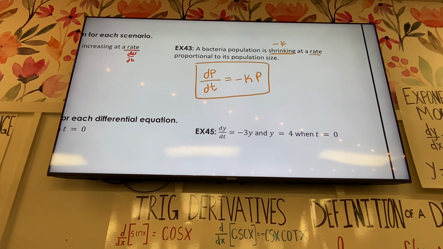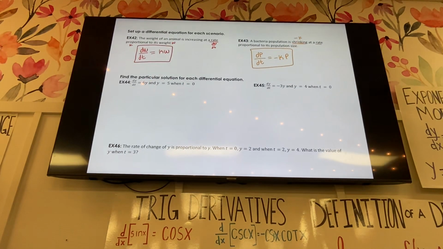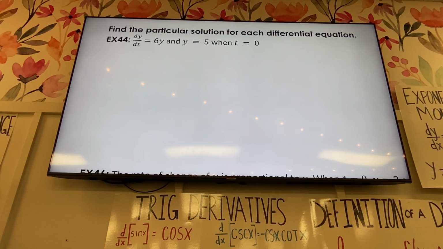All right, so down here it says find the particular solution for each differential equation. So like I said, if you came across this on the AP test and you didn't remember your exponential model, you could separate the variables, but there's an easier way, because if you can recognize that this is that special differential, because these guys are the same, you can jump straight to the solution, y equals Ce to the kt.